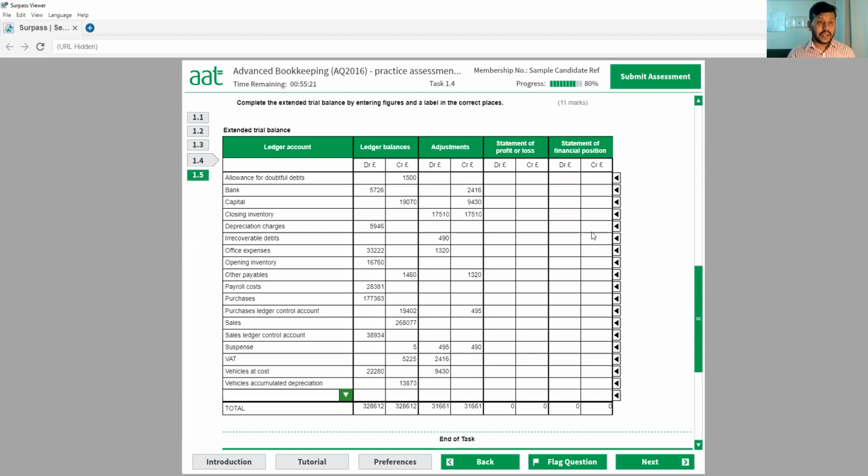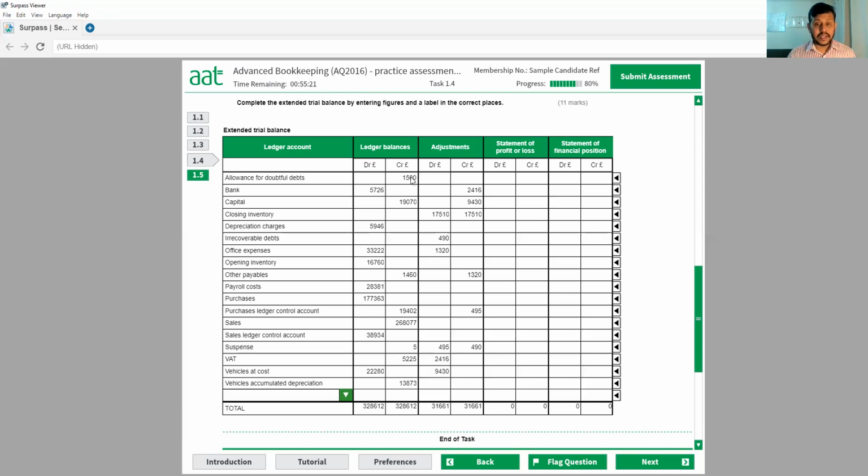All you have to do is identify: is it a debit or is it a credit? Is it going to the profit and loss account or is it going to the financial statement? Very simple. Okay, let's start with the first one. You can try with me together if you want, so we can see if we're doing right or wrong. So start with the first one, allowance for the doubtful debt.